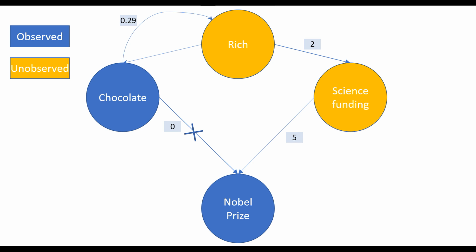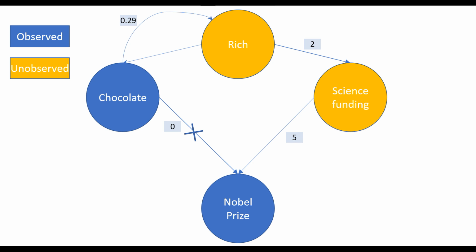You might be slightly confused why there's an arrow pointing from chocolate consumption to being a rich country. This arrow represents that you can predict whether a country is rich by the amount of chocolate it consumes, because rich countries eat more chocolate. So if you see a country that eats more chocolate, then it's more likely to be a rich country. This arrow is not a causation arrow, the one with the 0.29 attached.